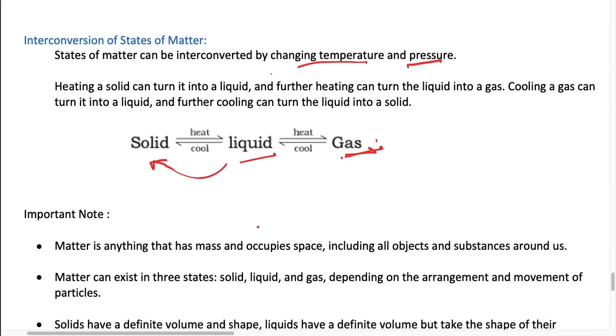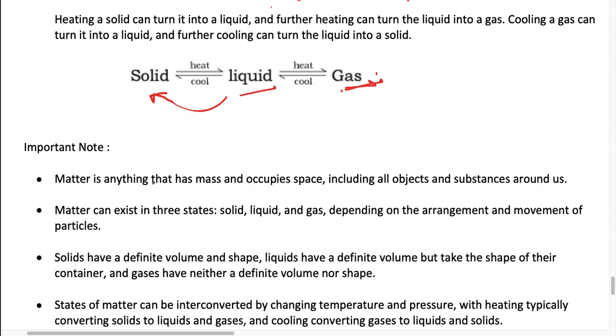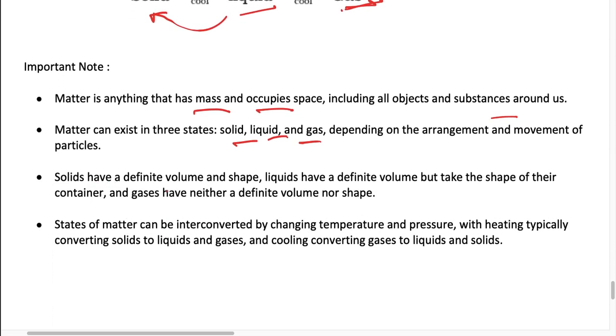So let's see the important notes from this lesson. Matter is anything that has mass and occupies space, including all objects and substances around us. Matter can exist in three states: solid, liquid, and gas, depending on the arrangement and movement of particles. Solids have definite volume and shape, liquids have definite volume but take the shape of their container, and gases have neither a defined volume nor a shape.